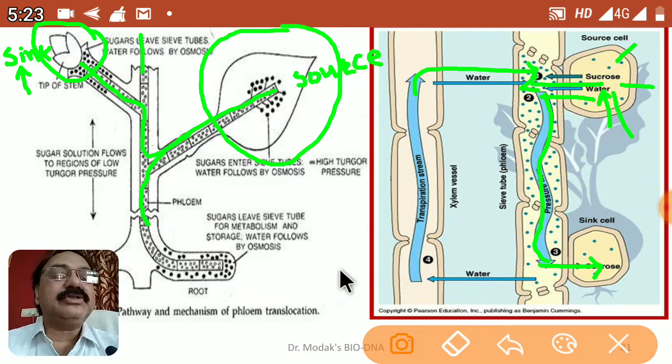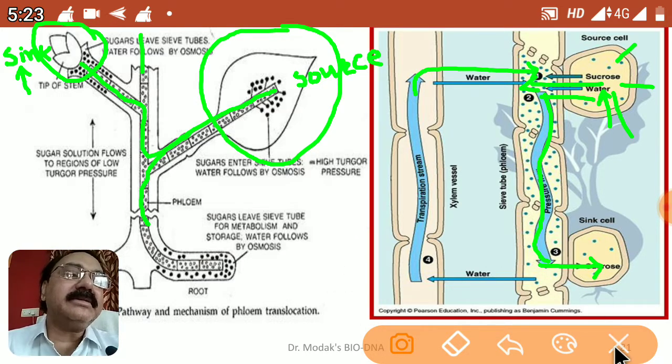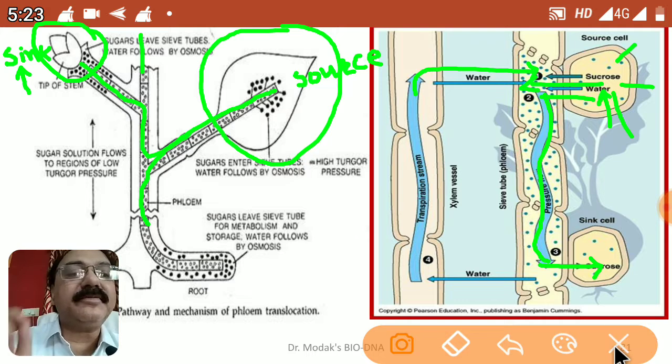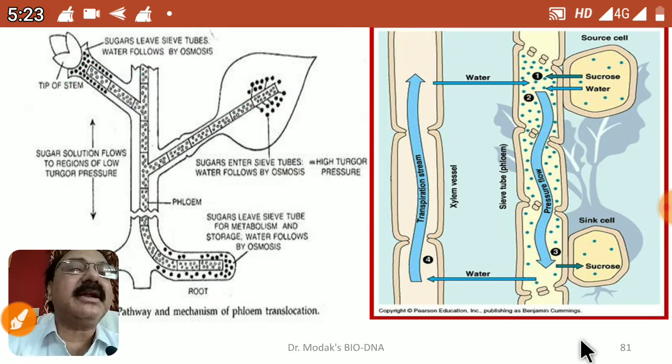So this is all about the mechanism of the transport of the food that we have to explain in our examination. We have to draw these diagrams and we have to explain.